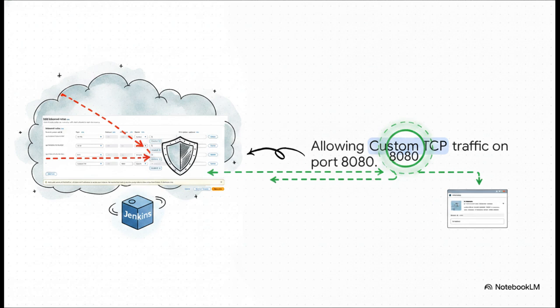We have to go into our AWS management console, edit the inbound rules for our EC2 security group, and explicitly allow custom TCP traffic on port 8080 from anywhere. Once we save those rules, our Jenkins UI will finally be accessible over the internet.